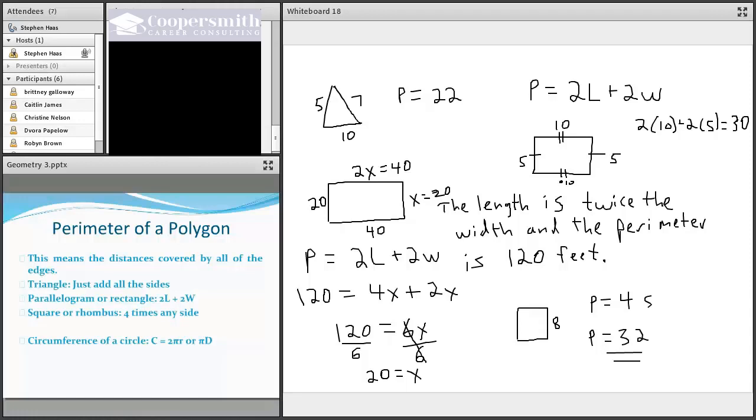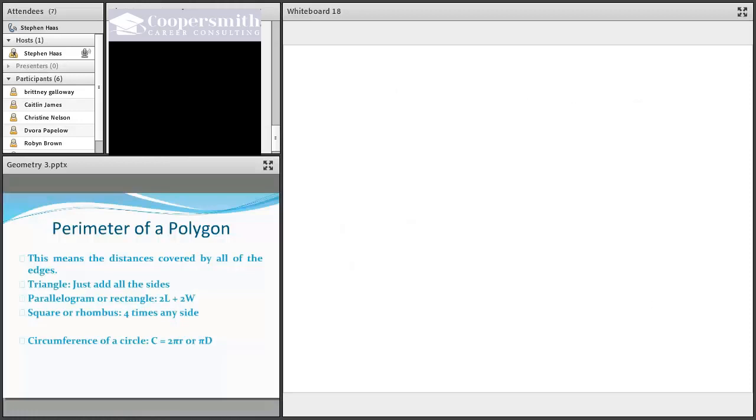Very good. So that's 4 times a square or rhombus. The perimeter is 4 times any side. A circle is a little bit more complex, and a circle is where we come into this concept of pi, which is a constant, it's a number, and it's approximately 3.14159, etc. Usually people just round it off to 3.14.